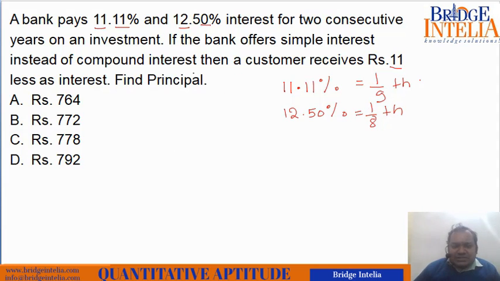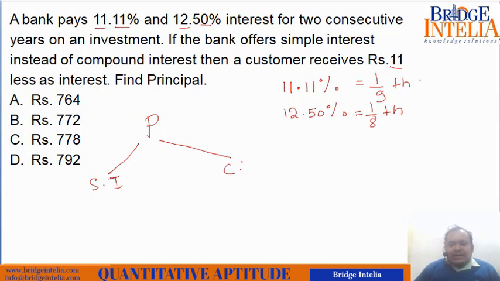Now, as per the question, there is an amount P. You can take two different approaches. Either you can deposit it in simple interest or you can deposit it in compound interest. So you have noticed that if you allow this money to remain in the bank, for the first year the bank is paying this rate, for the second year the bank is paying this rate. So you have noticed that in case of simple interest, you are earning rupees 11 less. So smart approach: instead of assuming this to be equal to P, assume something which will make calculation easier.